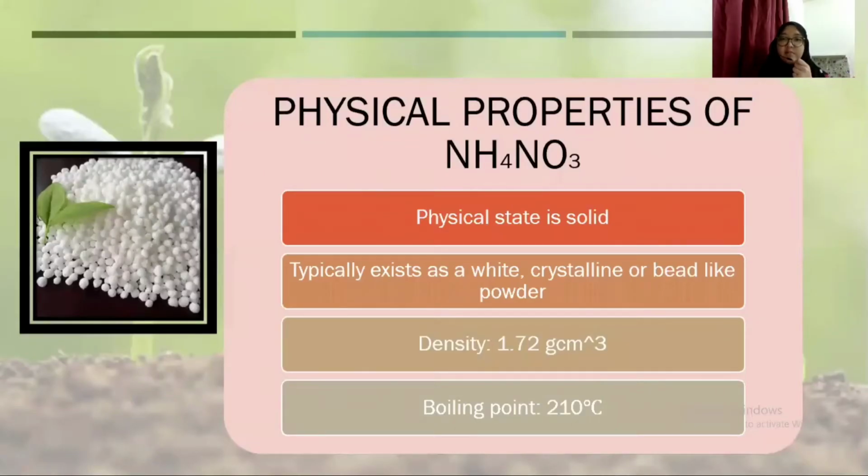So what are the physical properties of ammonium nitrate? Ammonium nitrate's physical state is solid. It typically exists as a white crystalline or bead-like powder. Its density is 1.72 grams per cm cube. Its boiling point is 210 degrees Celsius.